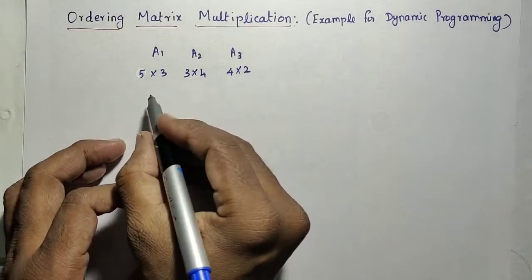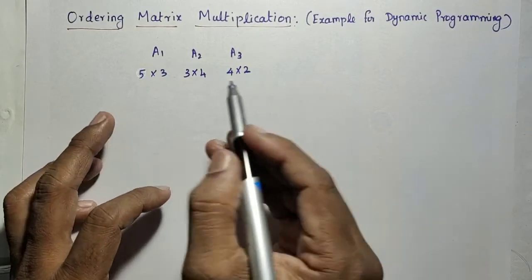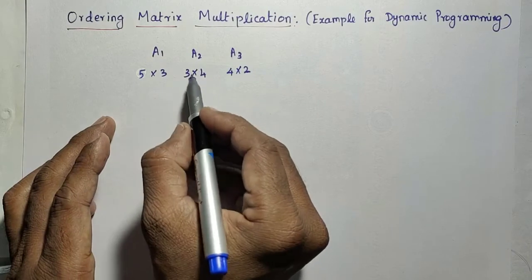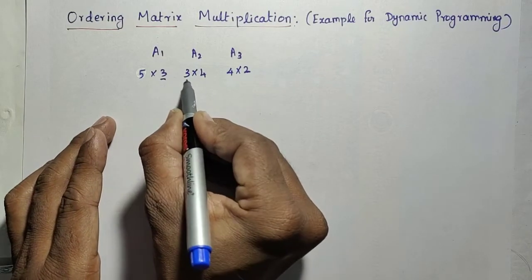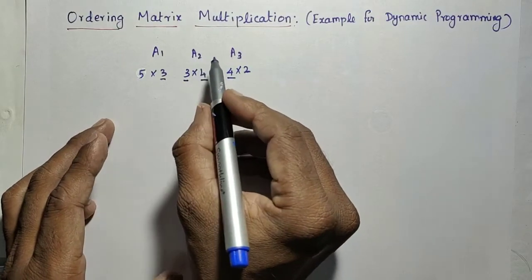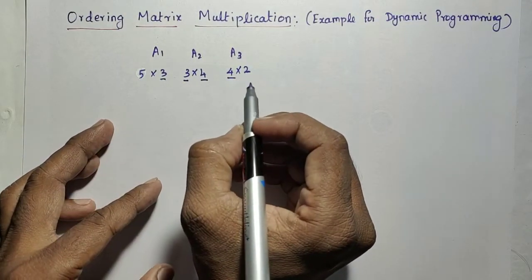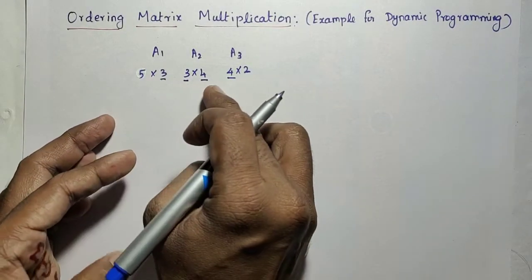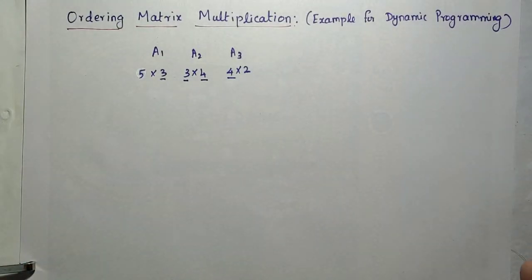And the dimensions are valid dimensions. Valid dimension means the column size of the first one should equal the row size of the second one. That 3 and 3 should be equal, and that 4 and 4 should be equal. This is a basic constraint for matrix multiplication. So the assumption is that all the dimensions are valid. The order is fixed. I want to multiply A1, A2, A3, not A2, A1, A3 or A3, A1, A2. I want to multiply A1, A2, A3.